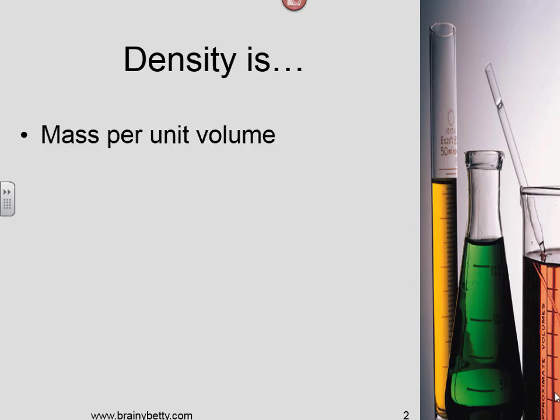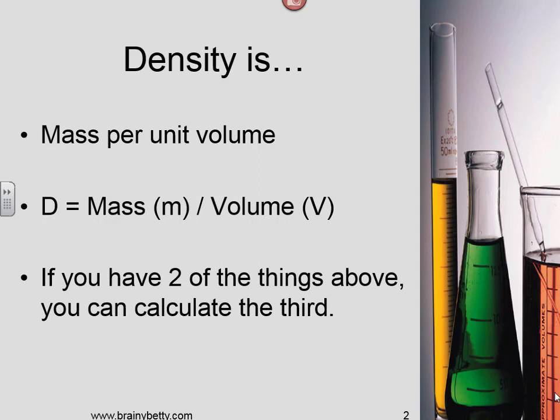Density is mass per unit volume. Another way to say that would be how heavy is it for its size. The equation, which we already know for density, is density equals mass divided by volume. The symbol for mass is M and the symbol for volume is V. If you have two of the things that are listed in the equation, you can find the third. So any two of the three things and you can figure out what the third one is.